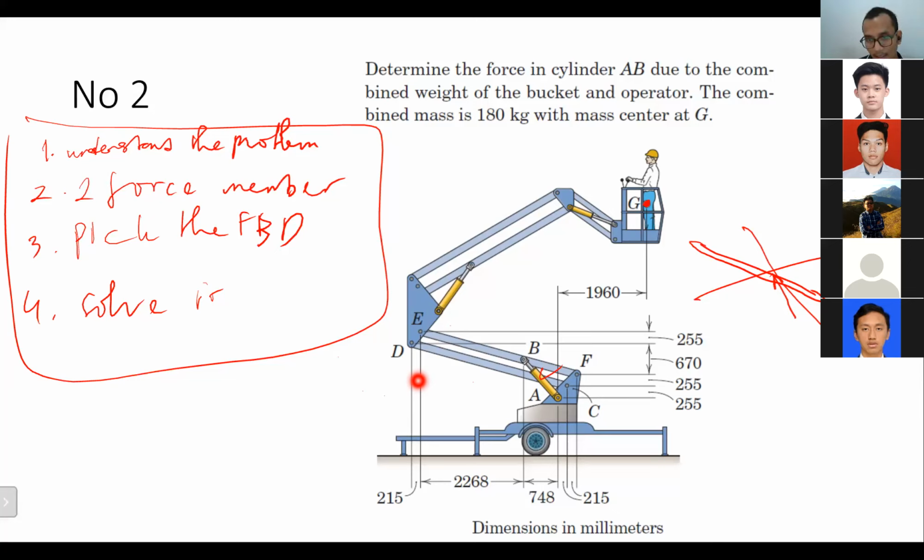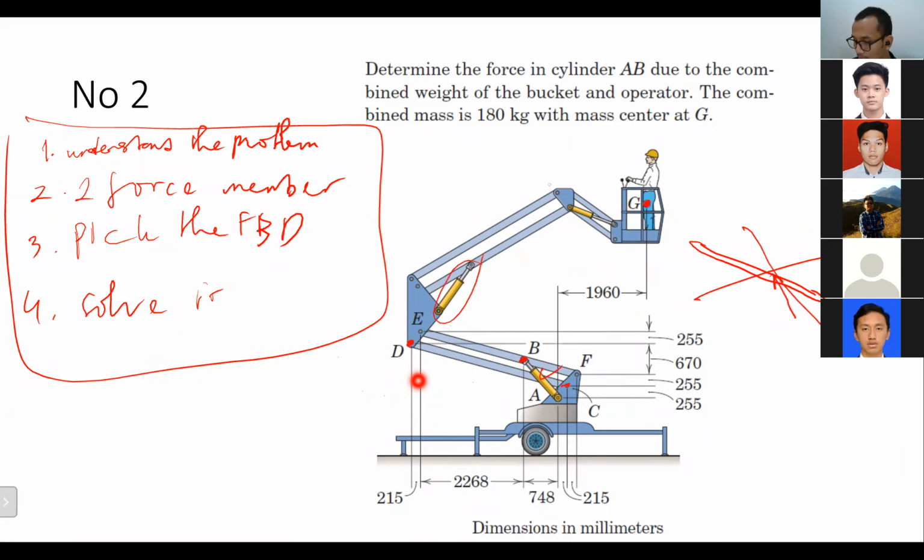Only AB. How about DC? Is DC a two force member or not? I don't think so, sir. Isn't it the same as EF, sir? No, I think yes, EF. There is a force at point B due to AB, right? At member EF. But at member DC, there is nothing there besides at point D and at point C. Yes, sir. So DC is a two force member.